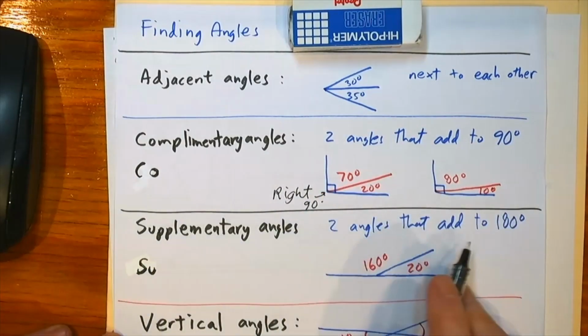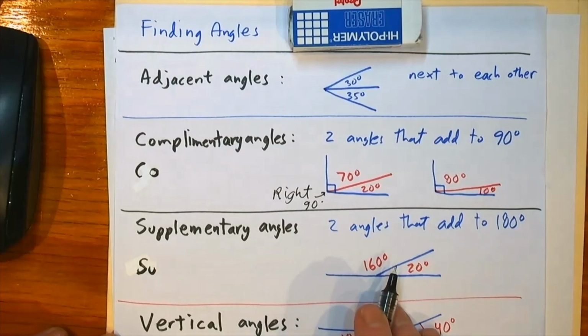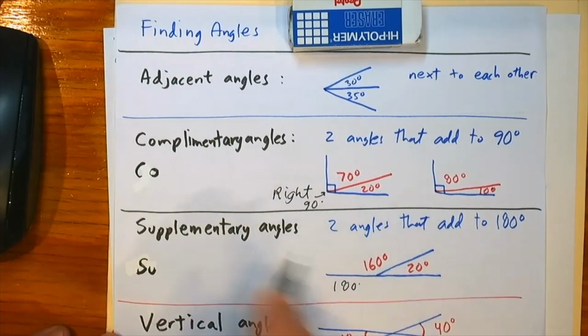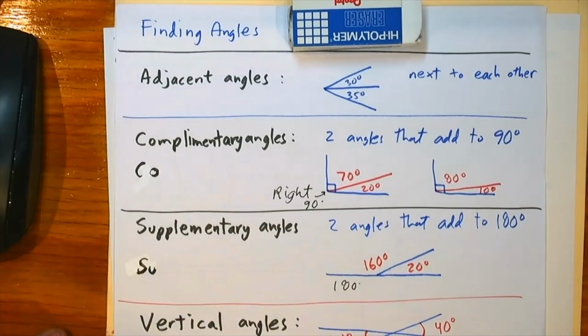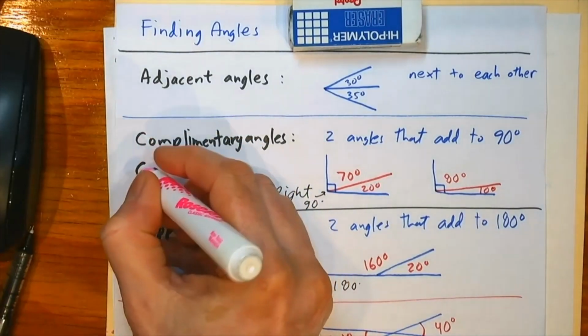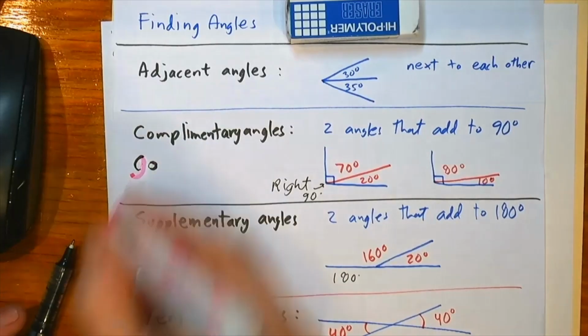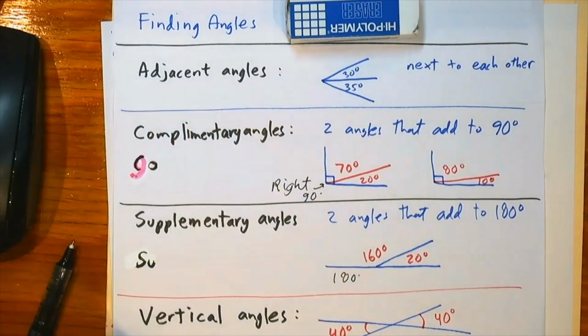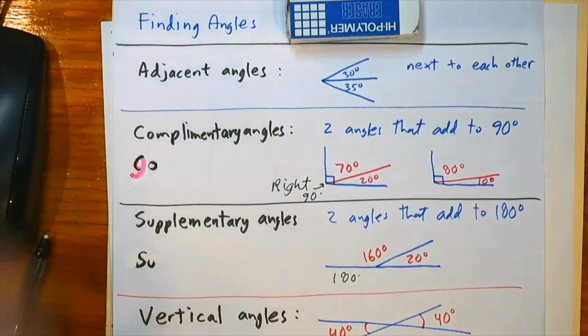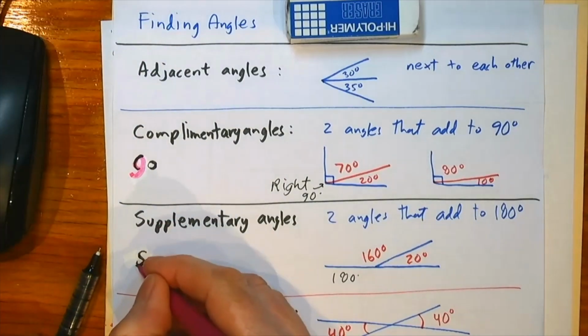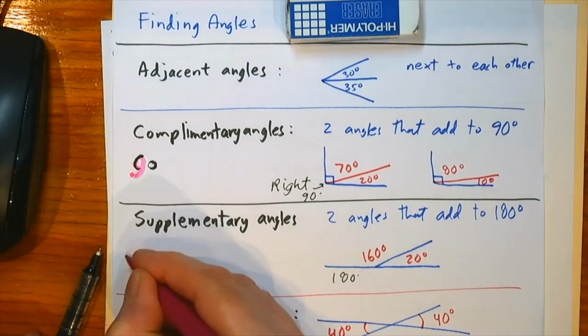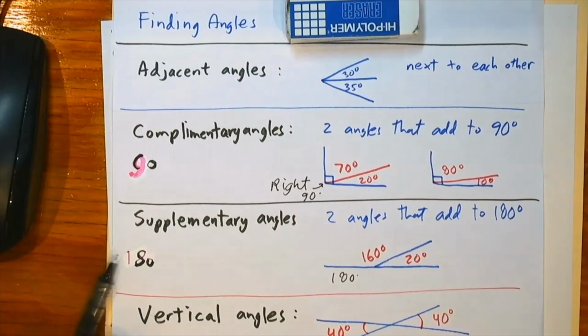Supplementary angles are two angles that add to 180, or a straight line. How do you remember which is which? Well, 90 comes before 180. Also, C comes before S in the alphabet. And some people do this for complementary: what if you just took this and went, whoop? Now it's like a 90. Or for supplementary, some people go like this, the S, and go 180. So different tricks.